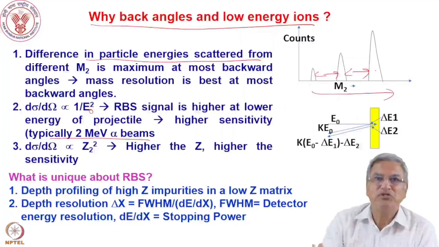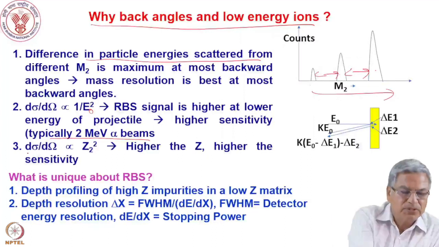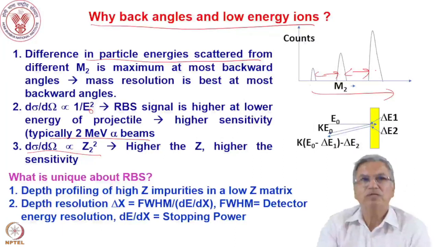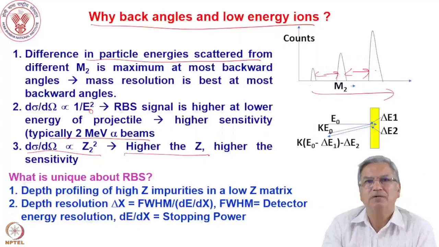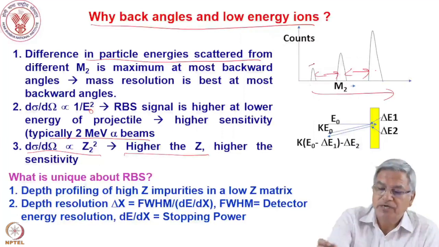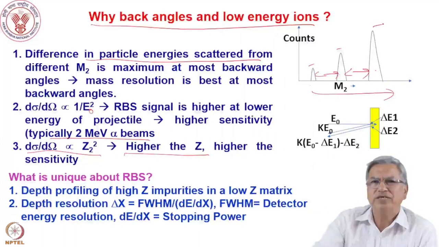Secondly, as I mentioned, the cross sections are proportional to Z square. d sigma by d omega is proportional to Z square of the target elements, so the higher the atomic number of the nucleus that you are going to investigate, the higher the sensitivity, because you will get more events. You can see here the lower Z, higher Z and still higher Z. So the higher the Z, the higher the counts you will get. So they are more sensitive.